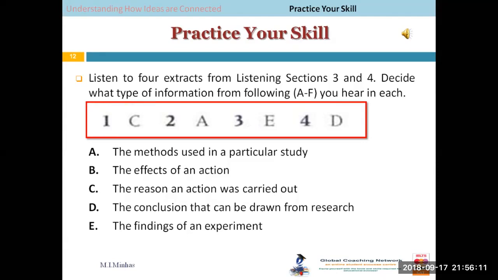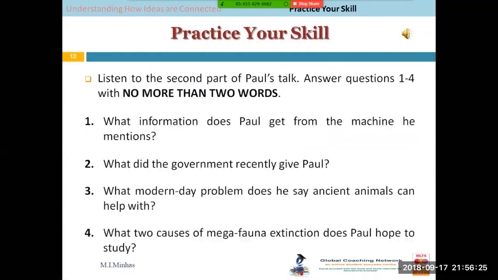Fine. So I hope you understand that in the first three, she was just taking a direct finding, that the number has increased. That's it. But what does it actually mean? That is a conclusion. Okay, so now listen to the second part of Paul's talk.